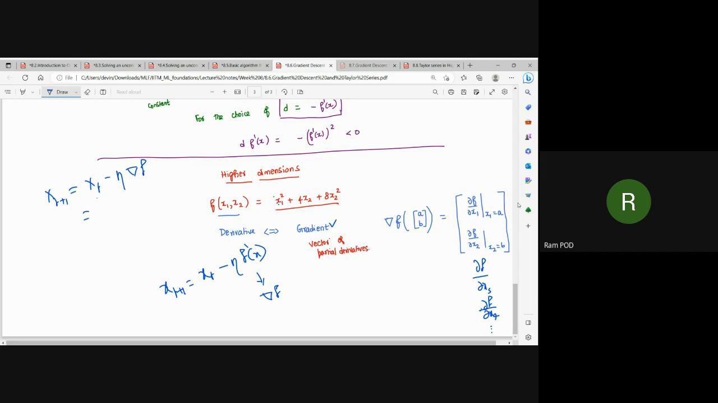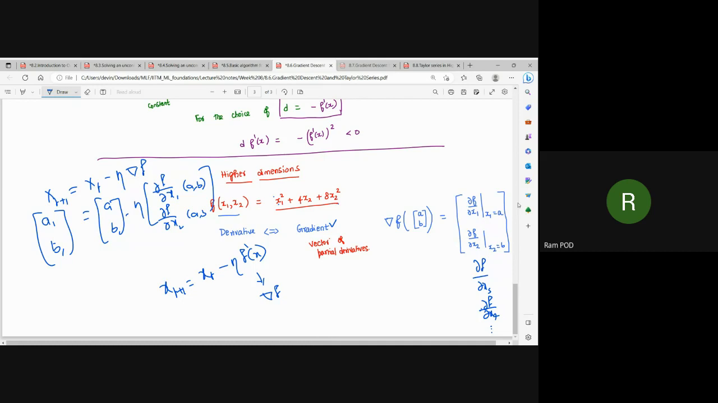So in this particular example, it's going to be (a, b) minus eta times (dou f by dou x1 at a comma b, dou f by dou x2 at a comma b). This is going to give you some particular vector, let's call it a1, b1. From this a1, b1 you can get a2, b2 and so on. All right, is this clear? How you do the gradient descent algorithm for higher dimensions?